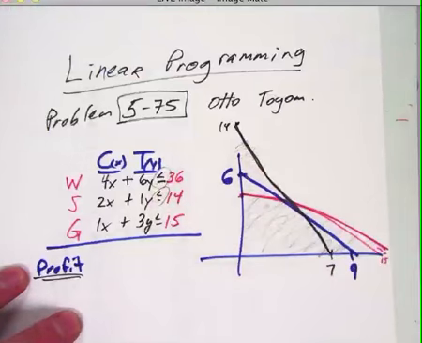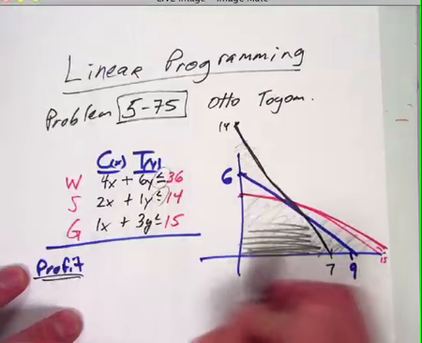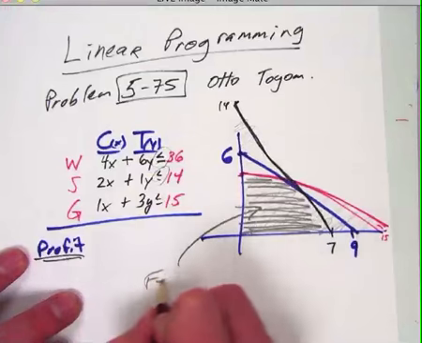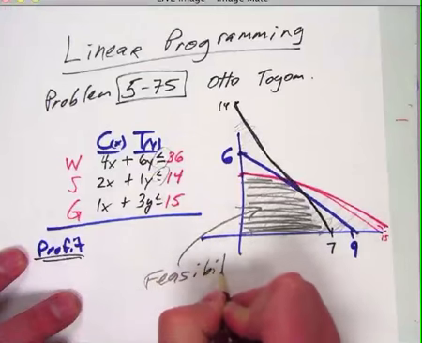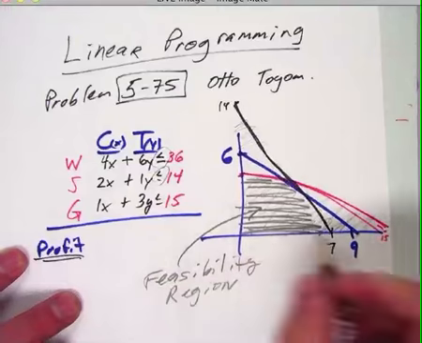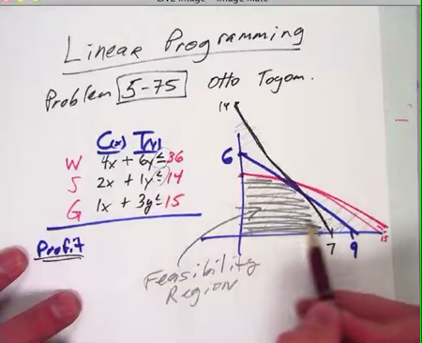Well, where have I shaded in? Well, I've got overlapping shading down here in that whole region. This right here is called a feasibility region. That is what is possible for him to make for the cars and trucks. It's feasible that he could make any combination that's in this area.